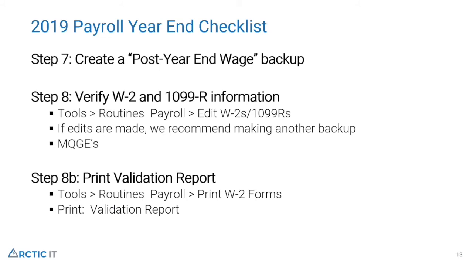Again, you can make those edits on the W-2s themselves, like we talked about in step 8. But if it's something larger, again, we recommend that you remove your payroll year-end wage file, process that correction through payroll itself, and then reclose the year.